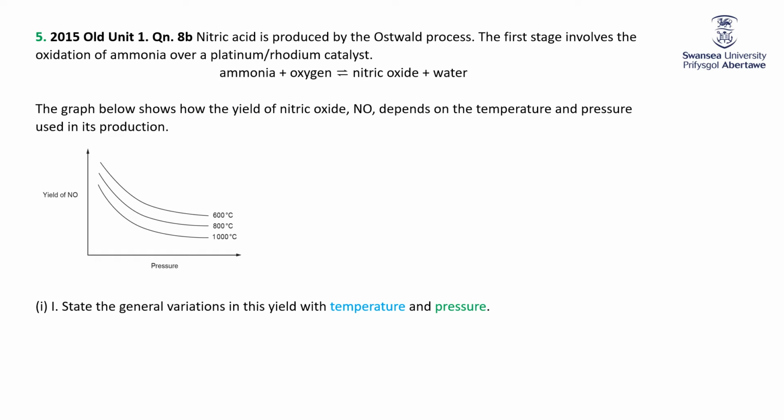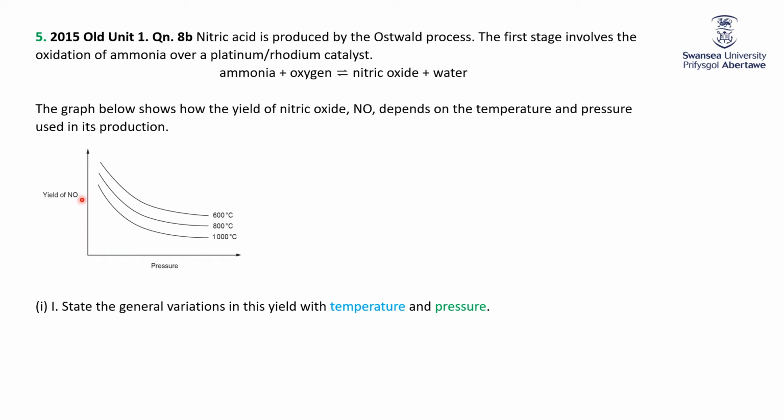So a pretty question here, I thought. Nitric acid produced by the Ostwald process, jolly good, you need to know it, just not really for this question. The first stage involves the oxidation of ammonia, so that's ammonia being oxidized over a platinum-rhodium catalyst to make nitric oxide and water. The graph below shows how the yield of nitric oxide depends on the temperature and pressure. So in other words, we're looking at the yield of this nitric oxide.